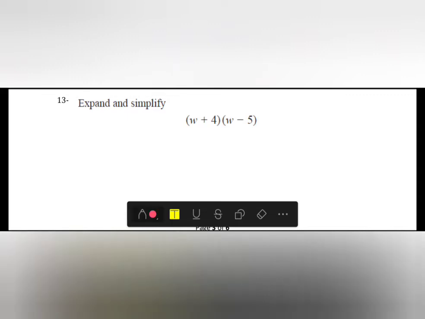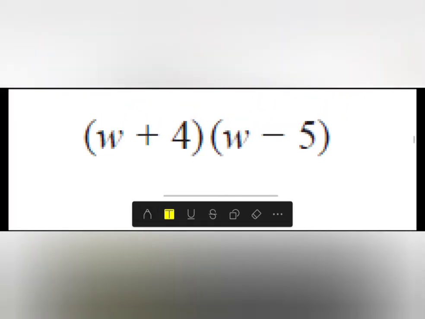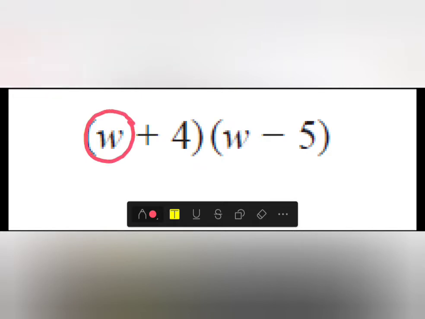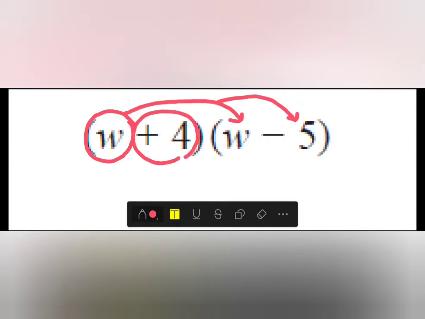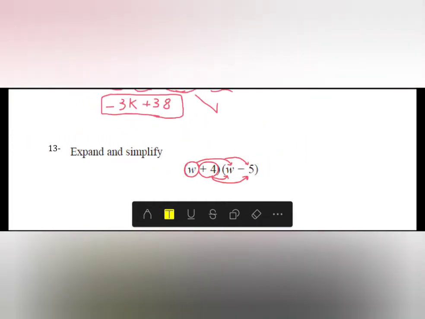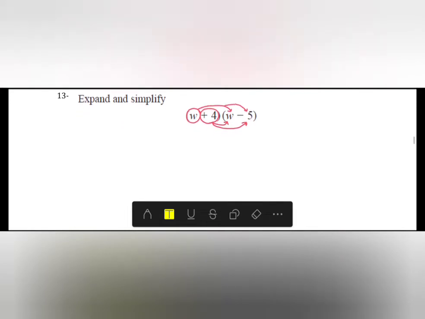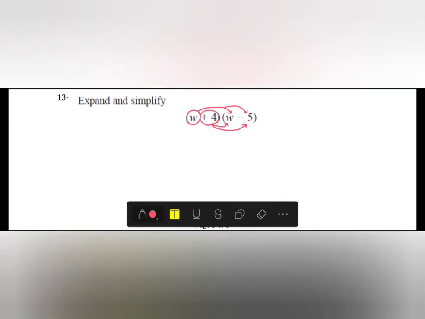Now, let's do it together. First, we have to know how do we expand these. To expand these, we're going to take the first one here, multiply it by the first one here, and then by the second one. And we're going to do the same idea for the second part, multiply it by the first one and then by the second one. And we will write the answer and then we will simplify the parts together. So let's start with the first part here. w times w equals w squared.